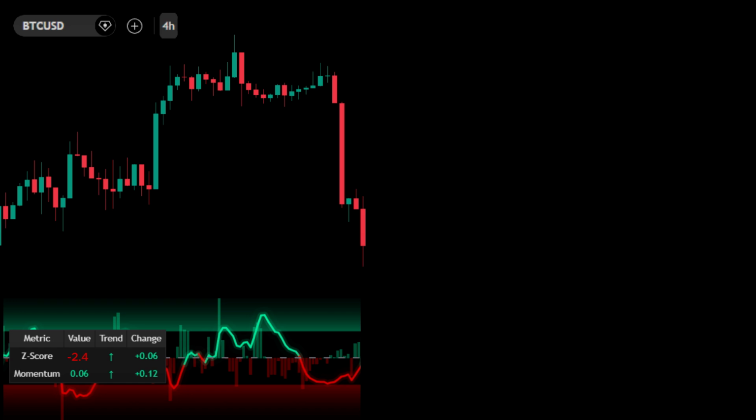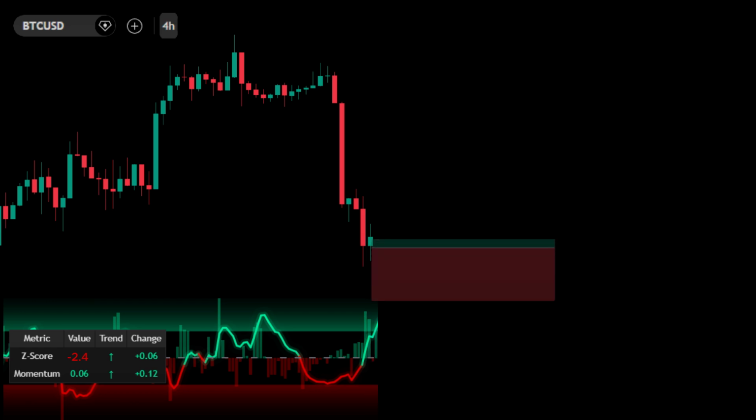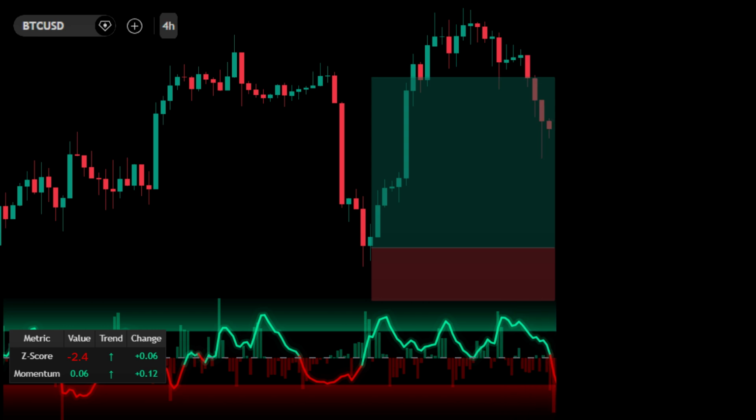Now a buy example. BTCUSD, 4-hour chart. Z-score drops to minus 2.4. Red columns the whole way down. Then the first green column appears. Entry on the next candle. Stop below the low. Target the 0 line. $1,200 move on Bitcoin with a 2.8 to 1 ratio.